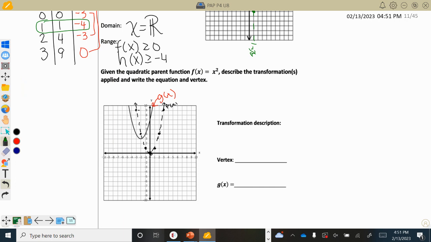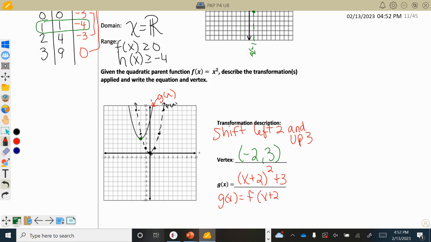So the new vertex is right here. There's our new vertex at negative 2, 3. That tells us all we need to know about our transformation. It went to the left 2. It went to the negative side 2. So it shifted left 2, and then shifted up 3. Up 3. So for g of x, our new equation is g of x equals x plus 2 squared plus 3. Or we can write it as g of x equals f of x plus 2 plus 3.